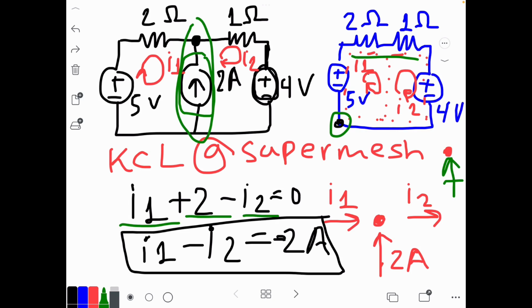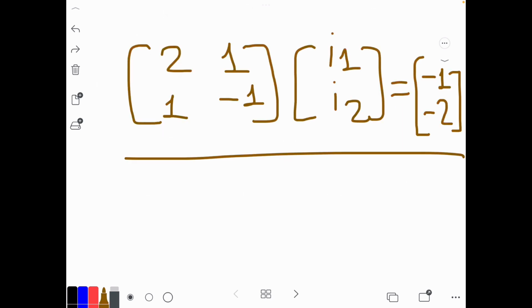Now it's time to put them in matrices and finish the problem. We had 2 and 1 in the first equation times I1 and I2. So 2 and 1 are the coefficients of I1 and I2, and the negative 1 was our answer. And we had 1 and negative 1 in the second equation, for I1 and I2, and then negative 2. So based on that, we can solve for the answer.